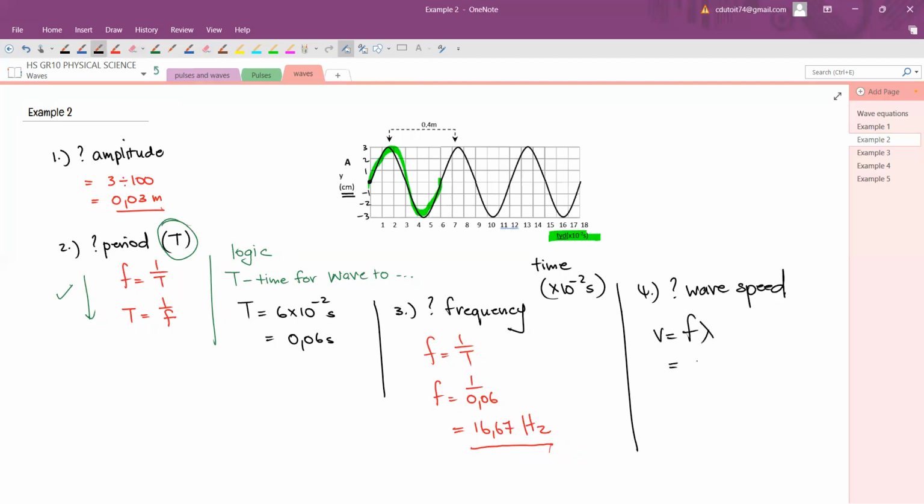We have the frequency, which is 16.67. The wavelength they've given you is 0.4 meters. Look, from the one top crown to the other crown is 0.4 meters. See that? Yes. So I've got that 16.66666 in my calculator. I'm going to multiply it with 0.4. Then I get 6.67 meters per second.